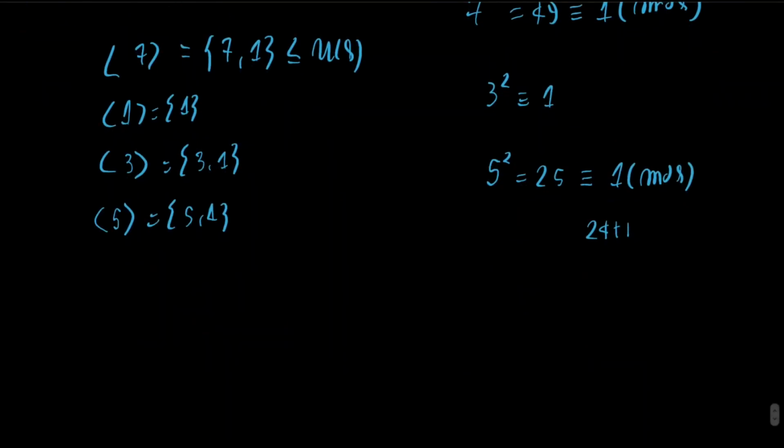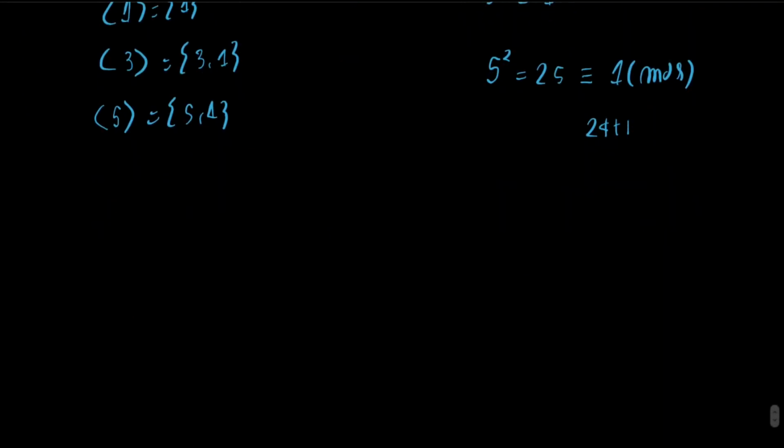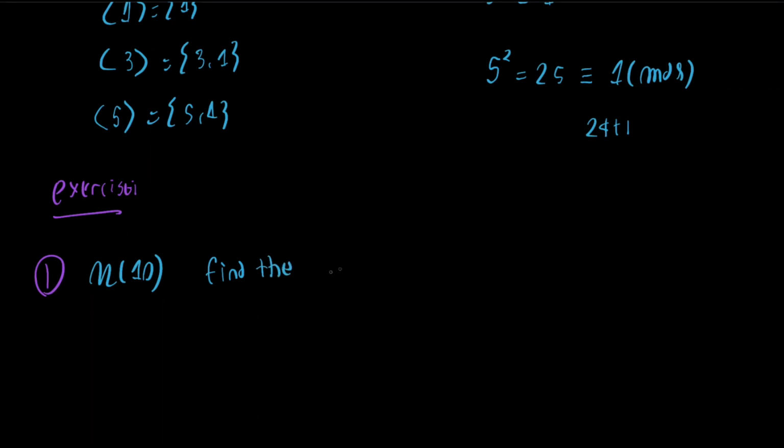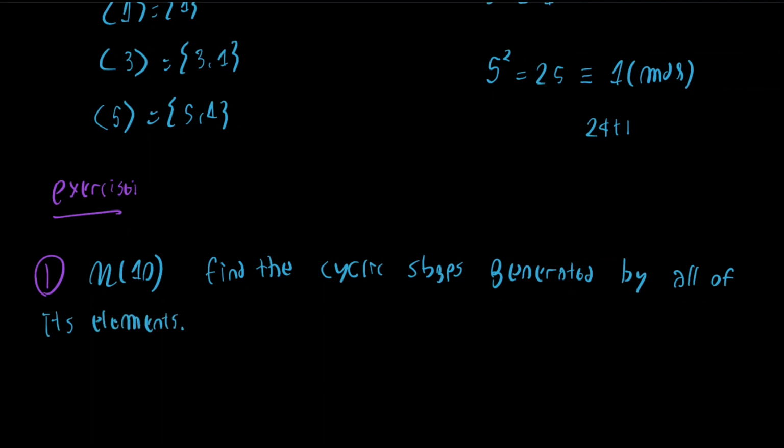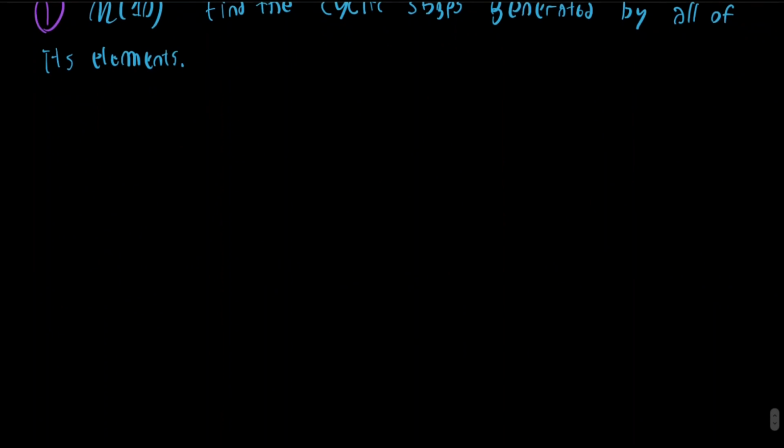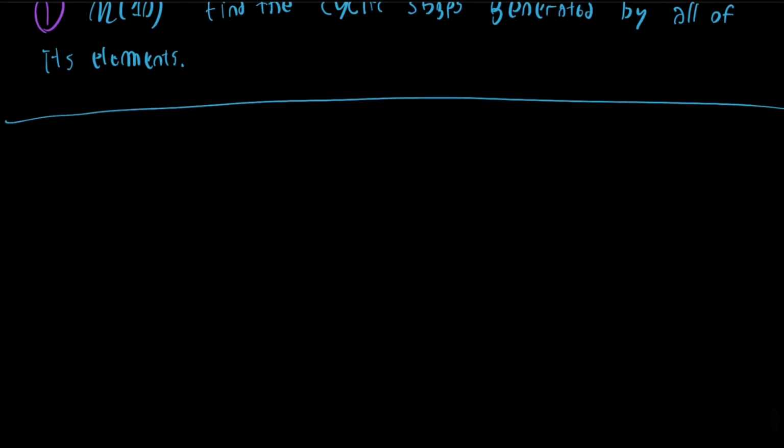You can try and make some other examples yourself. As an exercise, you can consider U10, the group under multiplication mod 10, and find the cyclic subgroups generated by all of its elements. This could be a good exercise in order to get accustomed to this idea.